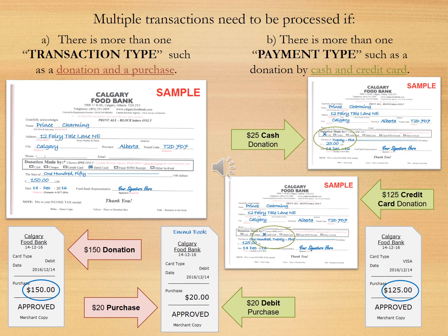In Part B of this example, Prince Charming paid $25 in cash, $125 on his Visa for the donation, and $20 on his debit for the books.